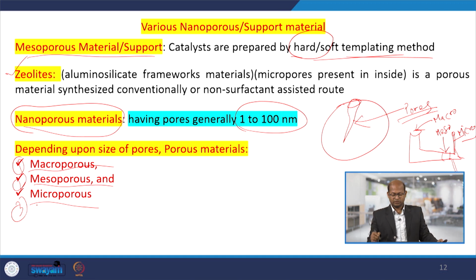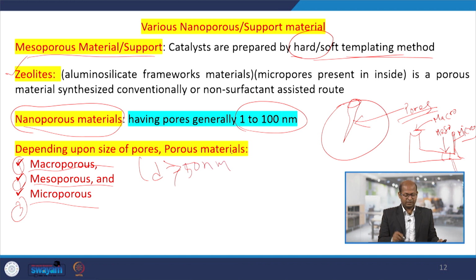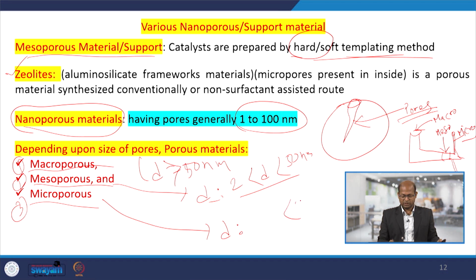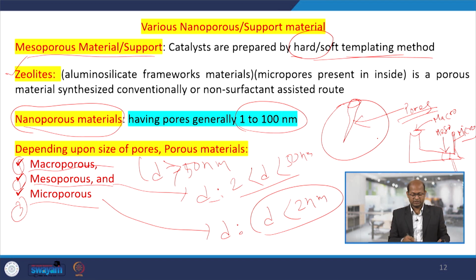Depending upon the pore diameter, macropores may have diameters greater than 50 nanometers, so 50 to 100 nanometers. Mesopores have diameters of 2 to 50 nanometers, and micropores have diameters of less than 2 nanometers. So, the diameters of the pores should be this. That way you can classify a particular material.